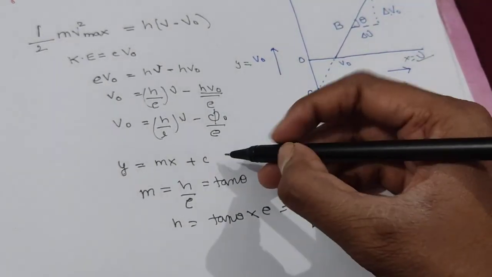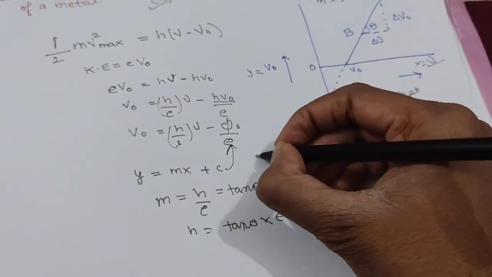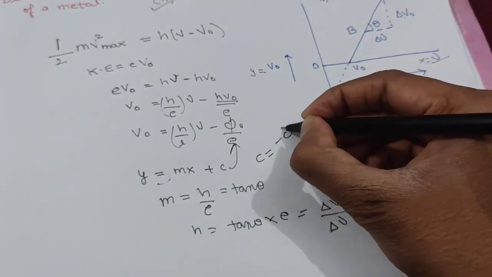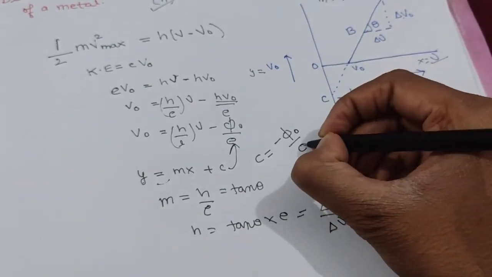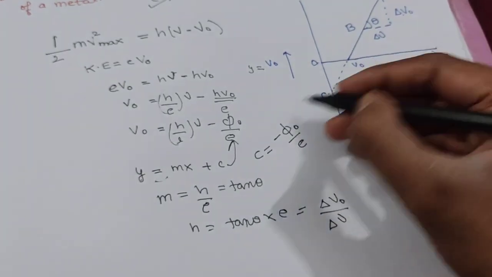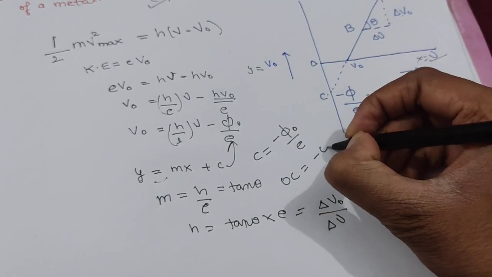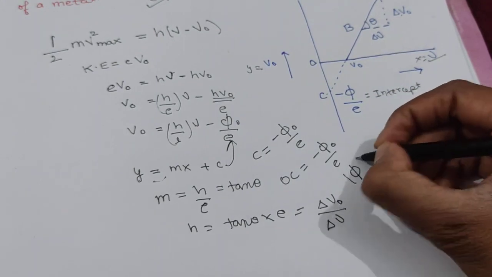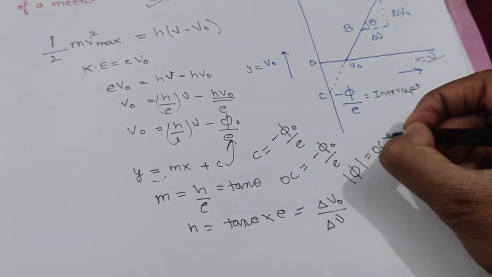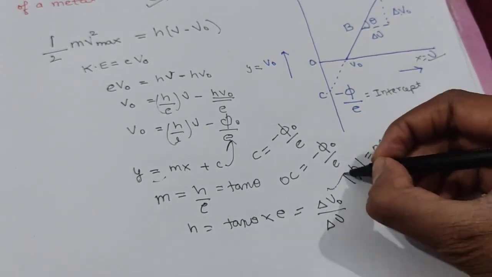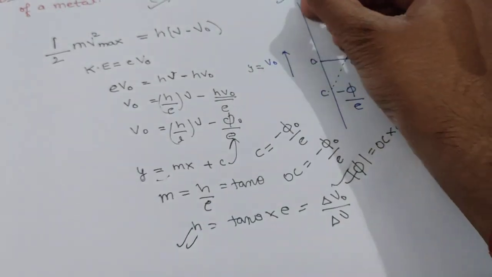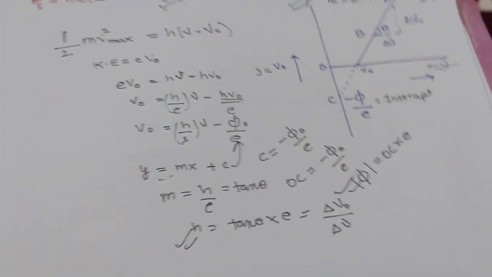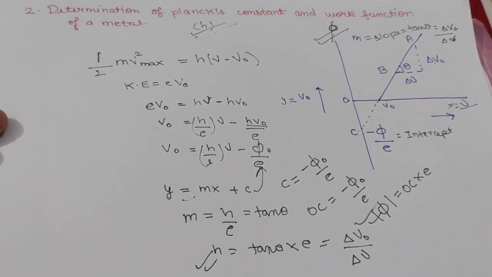And now for the work function, this is equivalent to this. So c is equal to, after comparing with this equation, the intercept, and here the intercept is OC. So we can write OC is equal to minus of work function by e, and we'll take the mod, and it is the intercept. So work function is the intercept into electron charge. So we have this and this. We're done with the determination of Planck constant and work function. So thank you guys.